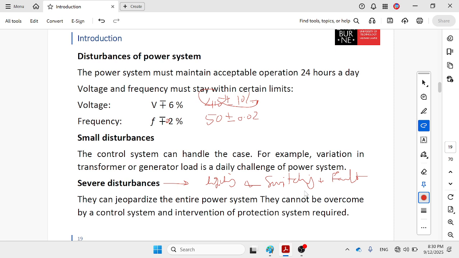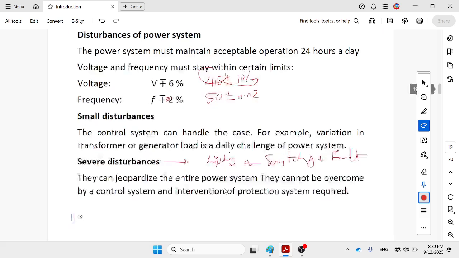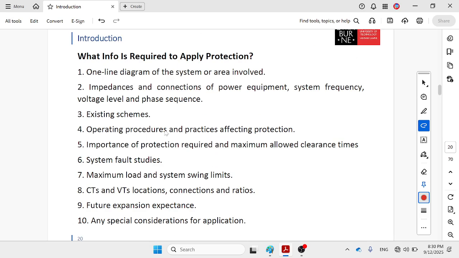So the problems in the power system, several problems in the power system, are considered as lightning, switching, the real switching in the case of high voltage substations, and the faults. Okay, what are the requirements for the protection system? First, you have to understand the meaning of a one line diagram in the power system, then impedance and connection of the power system equipment, power frequency, voltage level, and so on.